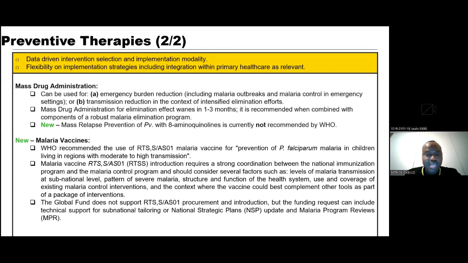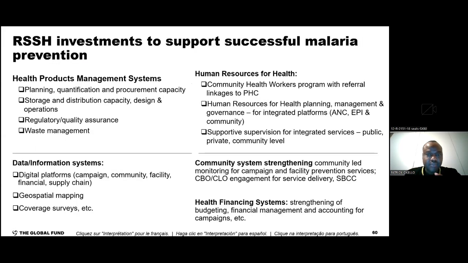We'll support the inclusion of it in the NSPs if necessary, and of course, support you in the necessary malaria program reviews. Next slide. As I previously mentioned, all of our work in malaria is really underpinned by our investments in RSSH if you are to have a successful malaria program.